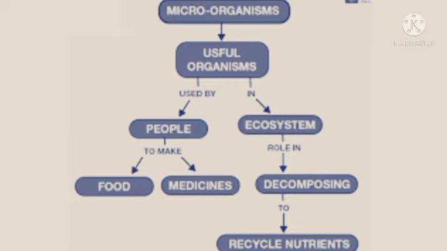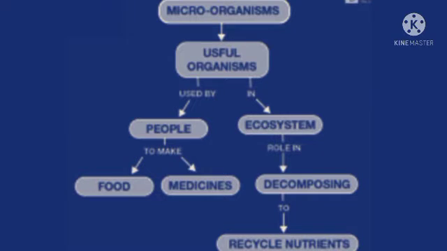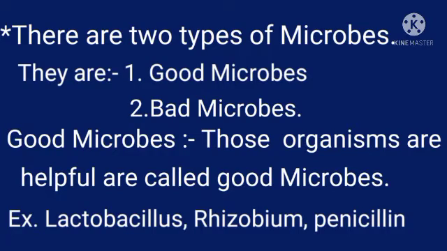They play a role in decomposing and recycling nutrients from the soil. These nutrients are supplied to the plant and the plant can grow very well. There are two types of microbes. They are 1. Good microbes, 2. Bad microbes. Those organisms that are helpful are called good microbes.